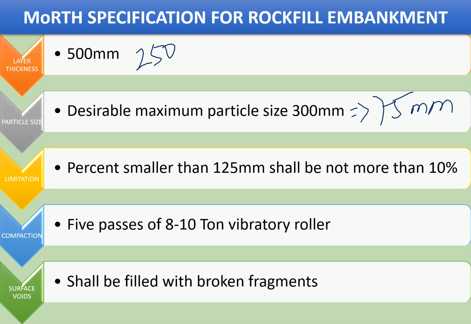5 passes of 8 to 10 ton vibratory rollers will ensure proper interlocking of aggregates, and then finally the voids formed by the rock need to be filled with broken fragments of the rockfill materials.